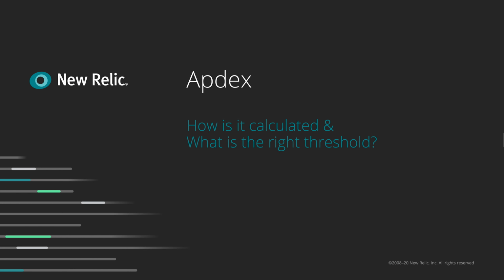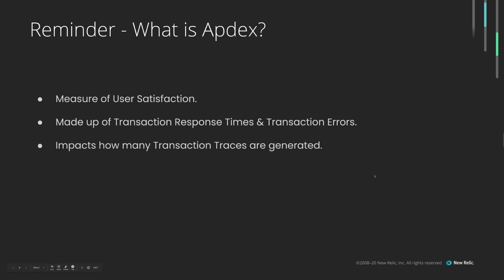This episode is a follow-up to a previous episode talking about what is aptX and why it's important. Today we're talking about how aptX is calculated and what is the right threshold for you to set. As a quick reminder, aptX is a measure of user satisfaction. It's made up of transaction response times and transaction errors, and it impacts how many transaction traces are generated. For more information, check out that previous episode.